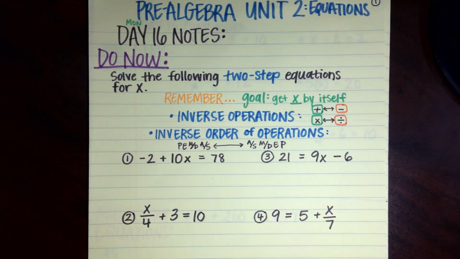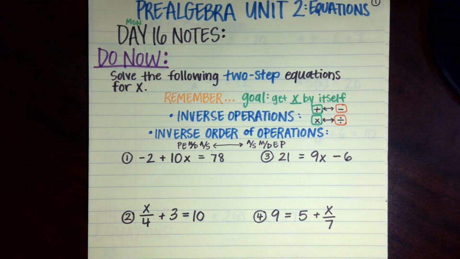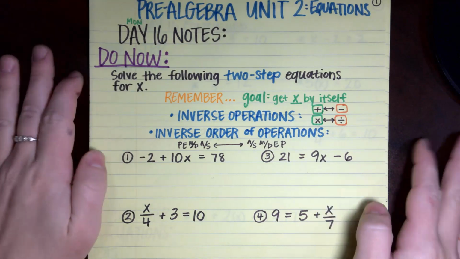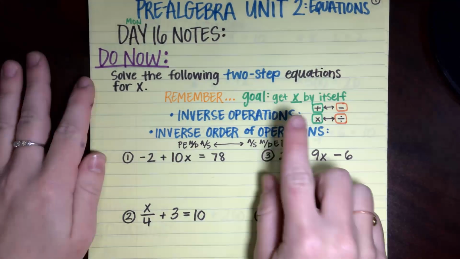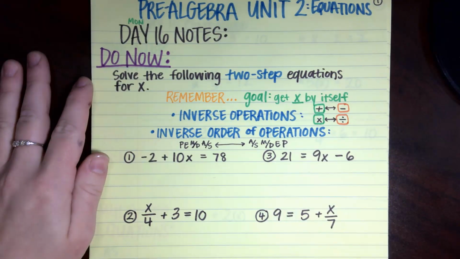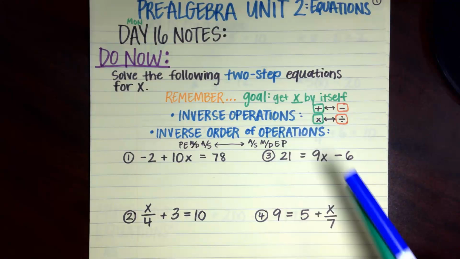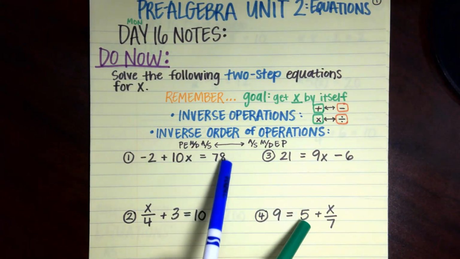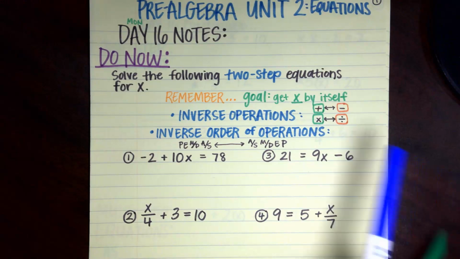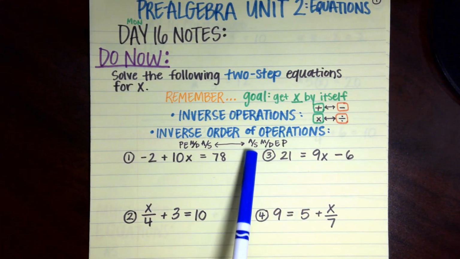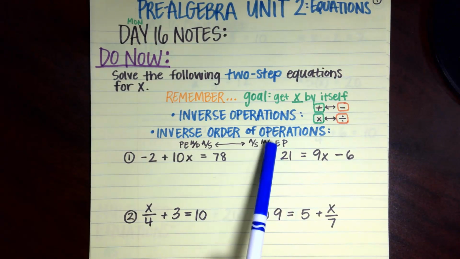All right, guys, so for our do now today, we had 4 problems, and we are going to be solving these two-step equations for x. Some of the things that I wanted you to remember is that our goal is always to get x by itself, and to achieve that goal, we are going to be using inverse operations to undo any operations we see within the problem. And we're going to be using our inverse order of operations, meaning that we will always be starting with addition and subtraction, and then we go on to the multiplication and division.